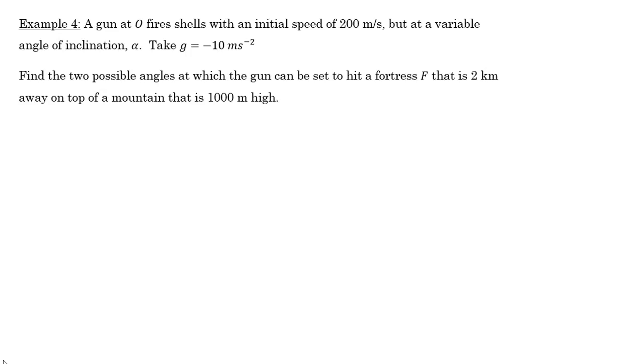Righto, so in this example, from the origin, we're firing a projectile with an initial speed of 200 meters per second. g is equal to negative 10 meters per second squared, and we're aiming to hit a point that is 2 kilometers horizontally and 1,000 meters or 1 kilometer vertically away.